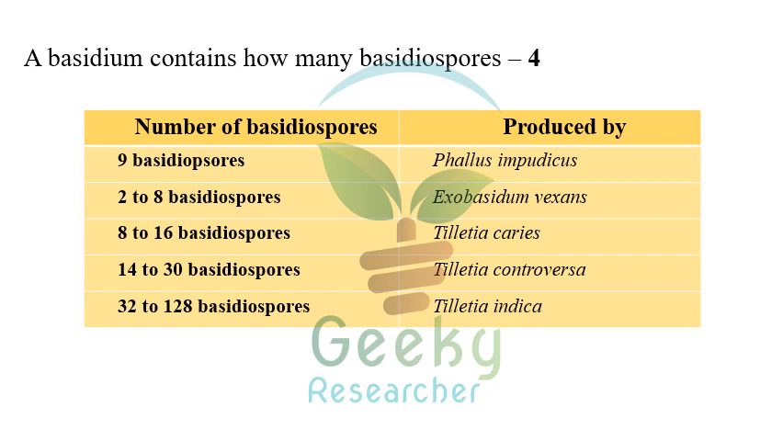We discussed earlier that an ascus generally contains 8 ascospores in all Ascomycota. But Basidiomycota generally contain 4 basidiospores, though a few exceptions can produce more than 4. Let me discuss. 9 basidiospores are produced by Phallus impudicus. 2 to 8 basidiospores are produced by Exobasidium vexans. 8 to 16 basidiospores are produced by Tilletia caries. 14 to 30 basidiospores are produced by Tilletia controversa, and 32 to 128 basidiospores are produced by Tilletia indica. These all come under Basidiomycota only.